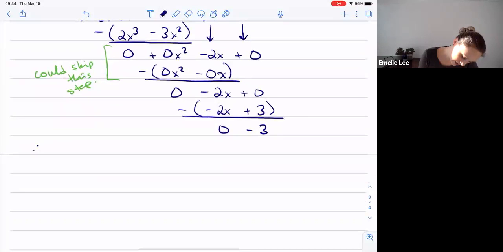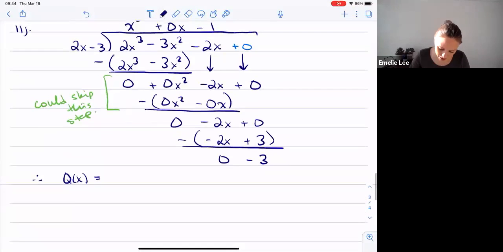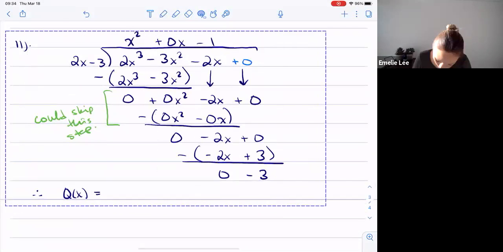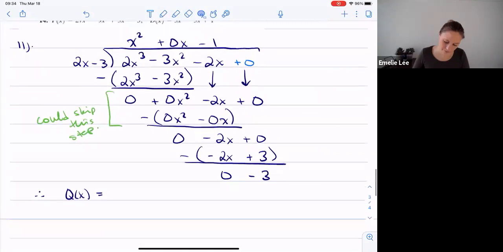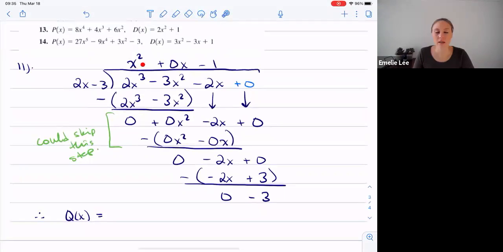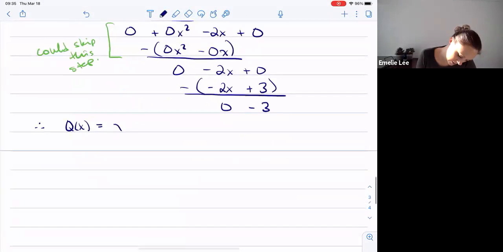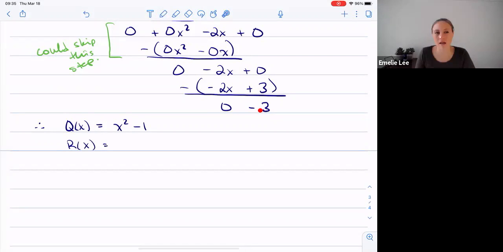So what we've found here is that therefore q of x, I'm going to try to keep it on the same page here. In fact, I'm going to need one more line. So I'm just going to bump this up one line. There. So here, your q of x is whatever's on top. This 0x isn't really here, right? So q of x is x squared minus 1. And r of x is -3, right? We have a remainder of -3. Okay. Good.